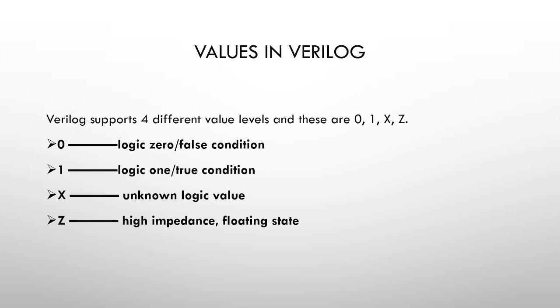Also, in the earlier session I told you that Verilog supports four different value levels: 0, 1, x, and z. 0 represents a false condition or logic 0, 1 represents logic 1 or a true condition, x is an unknown logic value, and z is a high impedance value.